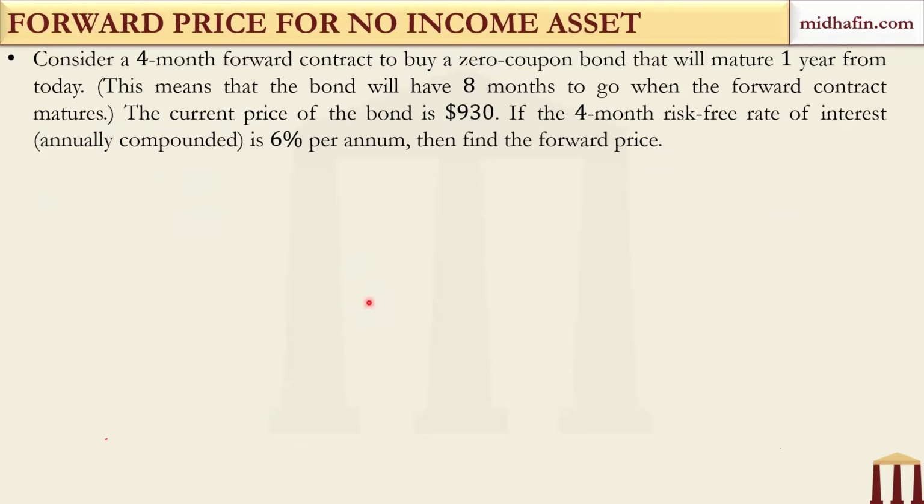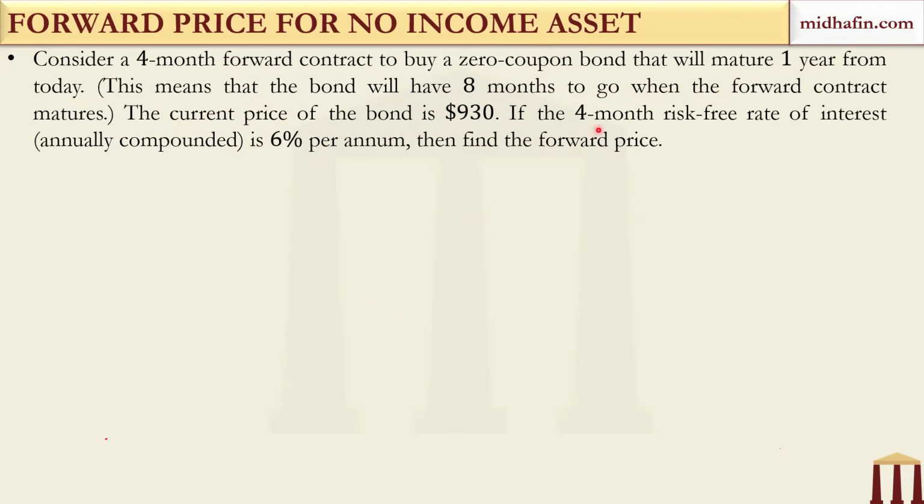So let's take an example. It's a 4-month forward contract. It's a zero coupon bond. It will mature 1 year from today. This means that the bond will have 8 months to go when the forward contract matures. Current price of the bond is given, risk-free rate is given. Just find the forward price.